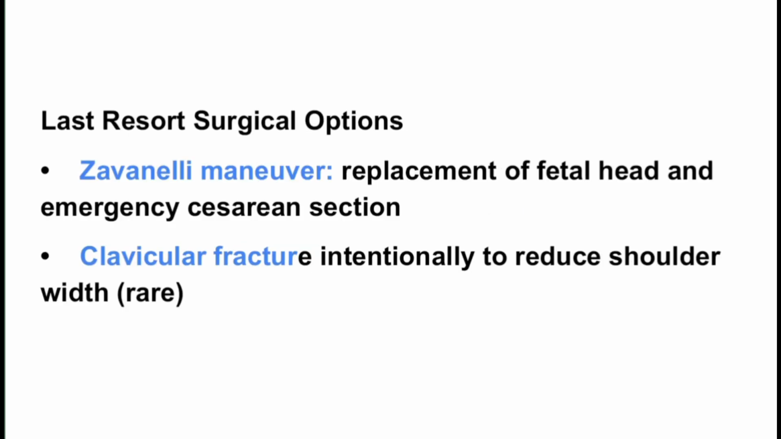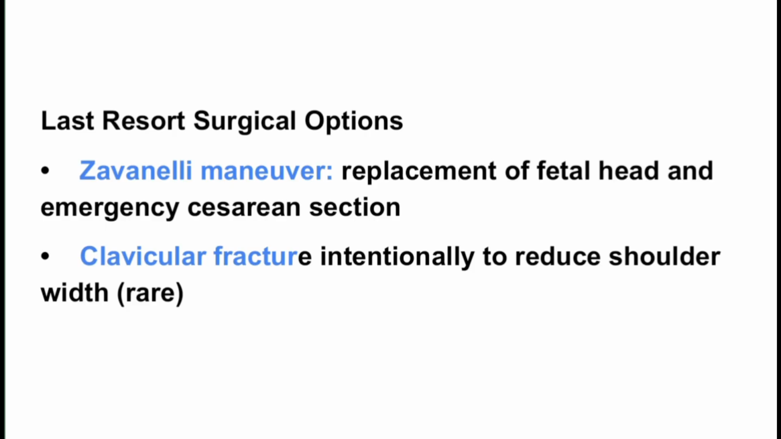Okay. With that being said, if all these maneuvers are not helping, we are going to move on to the Zavanelli maneuver, which is just pushing back the fetal head and preparing for emergency cesarean section. These are last resort maneuvers, and we can also perform a clavicular fracture intentionally to reduce the shoulder width. This is not a common practice, and it's very rare.